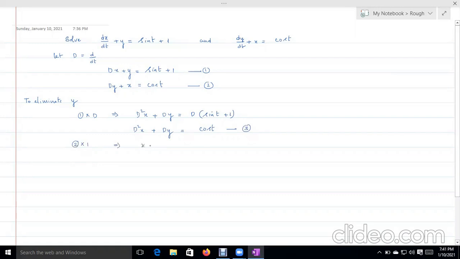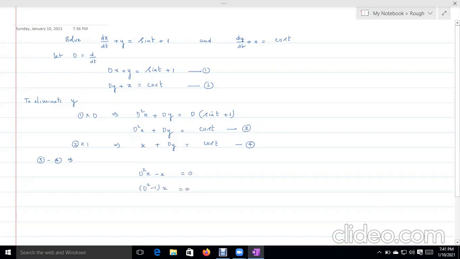We will be getting x plus Dy equal to cos t. This we call as number 4. So we'll eliminate y now because the coefficients of y are the same, D and D. So subtract the fourth equation from the third equation, and these two get cancelled. So D square x minus x equal to 0. That is, D square minus 1 of x equal to 0.